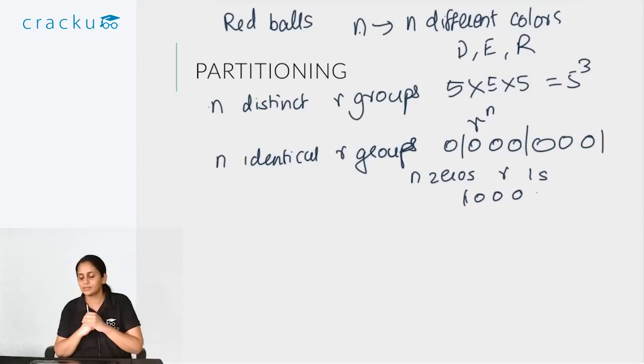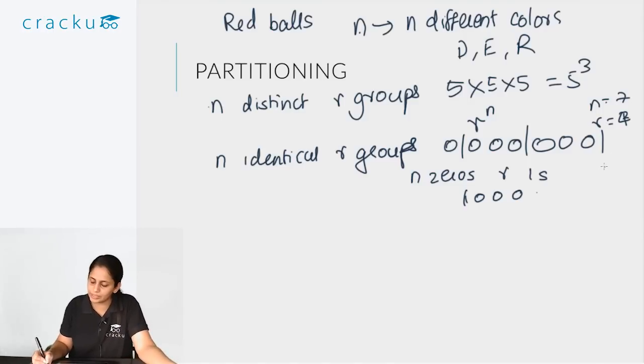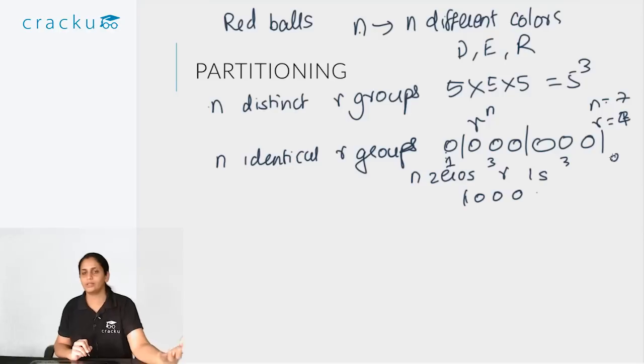So what does each of these represent? Suppose in this case n is equal to 7 and R is equal to 4. So I have 3 ones and I have 7 zeros. So this particular distribution means that the first group got 1, the second group got 3, the third group got 3 and the fourth group got 0. So this is one distribution.